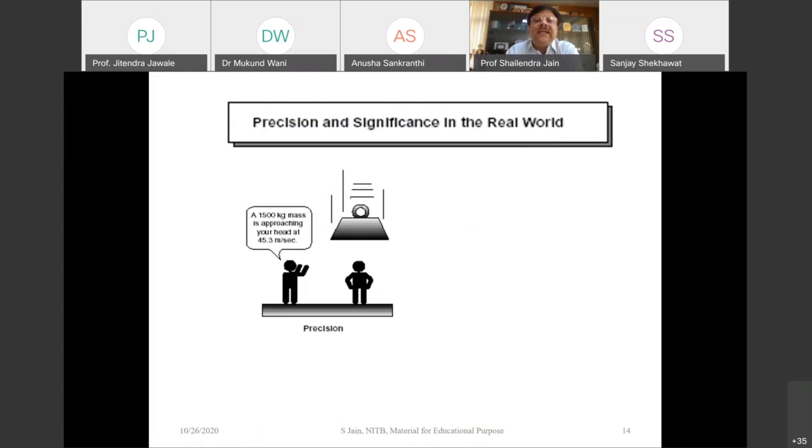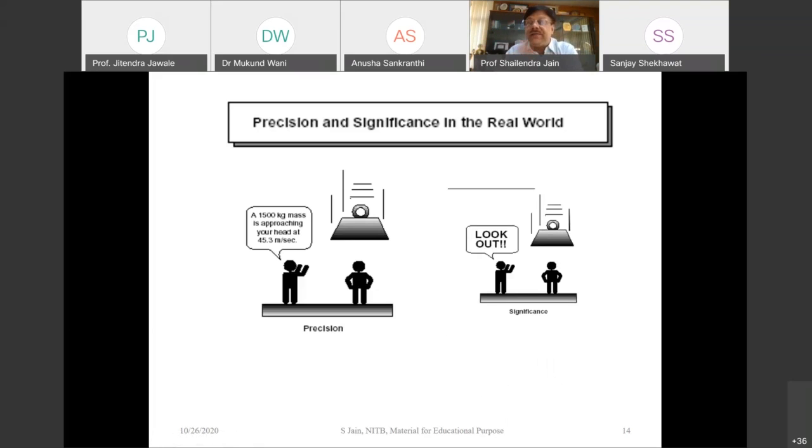But do you think that it is necessary? If this fellow also believes in precision, and starts calculating that this weight with this speed will take this much time to reach my head, probably he will no more be there. What is needed in this particular case? We simply want to warn: please get away from this place. You are in danger, whether it is 1500 kg or 500 kg or 50 kg, whether it is coming with this pace or not. So in this particular case, no precision is needed. We have to simply warn. That should be my objective.